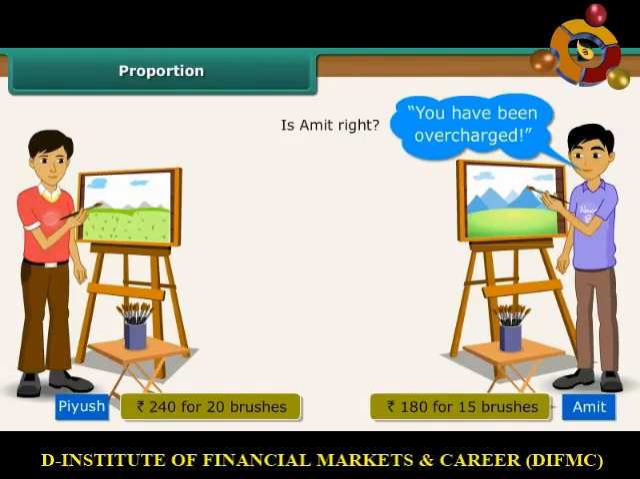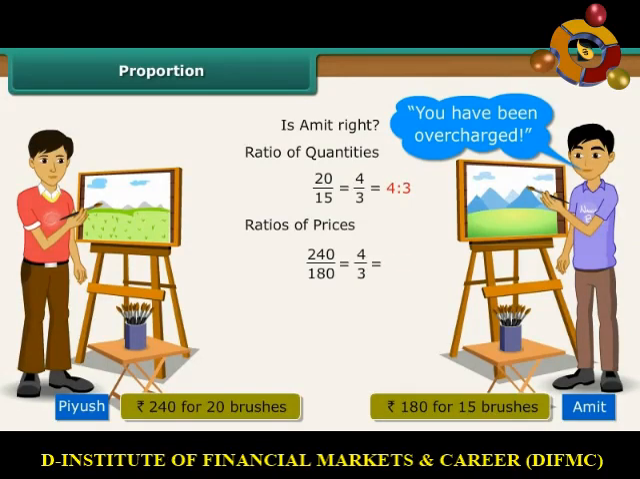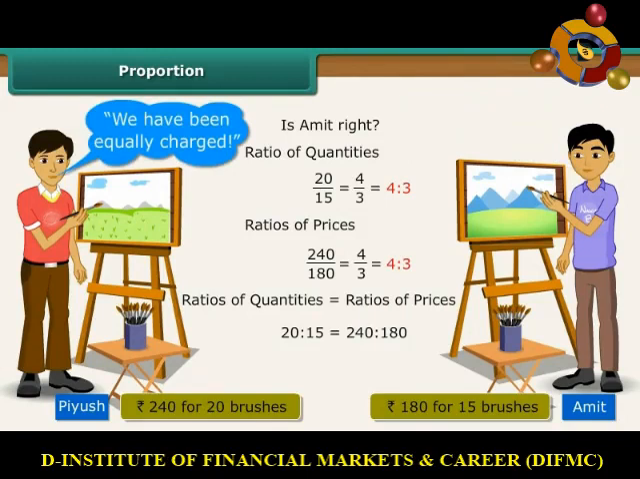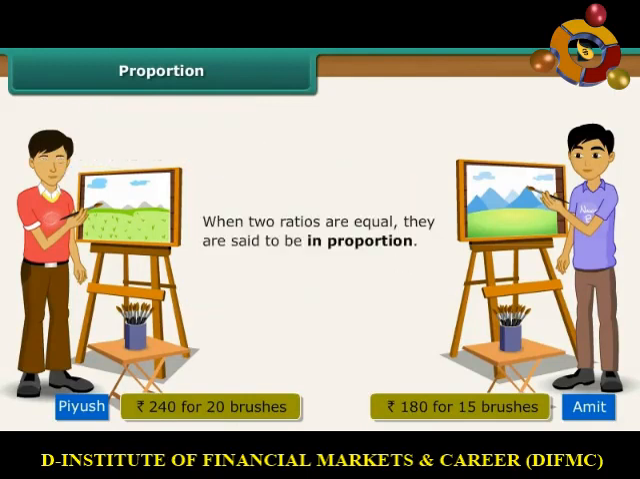First, work out the ratio of the two quantities. The ratio of quantities is 4:3. Then work out the ratio of the prices. The ratio of prices is 4:3. It means that the ratio of quantities is equal to the ratio of prices. Therefore, Amit's claim is wrong. The shopkeeper charged Amit and Piyush the same price for the brushes. When two ratios are equal, they are said to be in proportion.